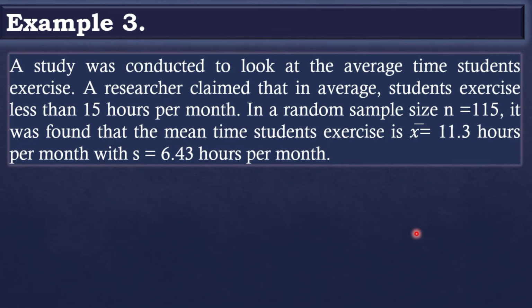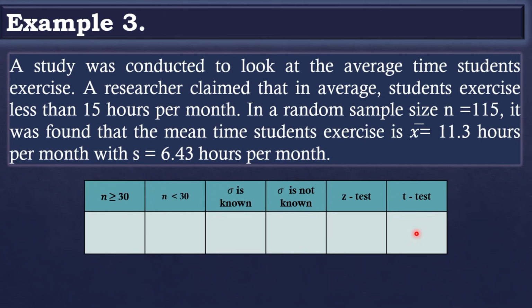A study was conducted to look at the average time students exercise. A researcher claimed that in average, students exercise less than 15 hours per month. In a random sample size, n is equal to 115, it was found that the sample mean is 11.3 hours per month with a sample standard deviation of 6.43 hours per month.